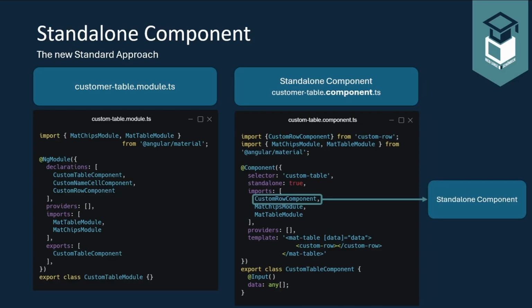As I said, this custom row component is a standalone component on its own. That's important for that import, because if not, all of that would not be possible, because the imports still need standalone components or modules. That's very important for that new approach.